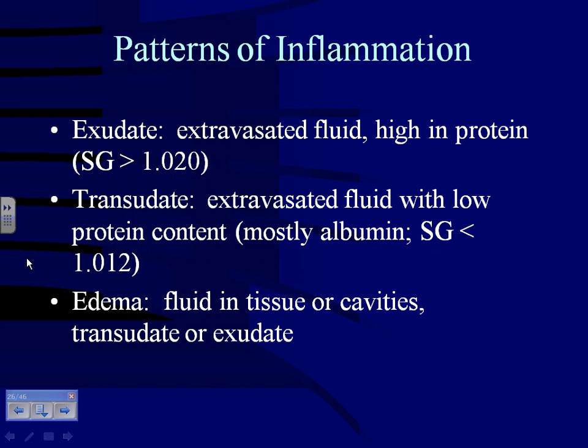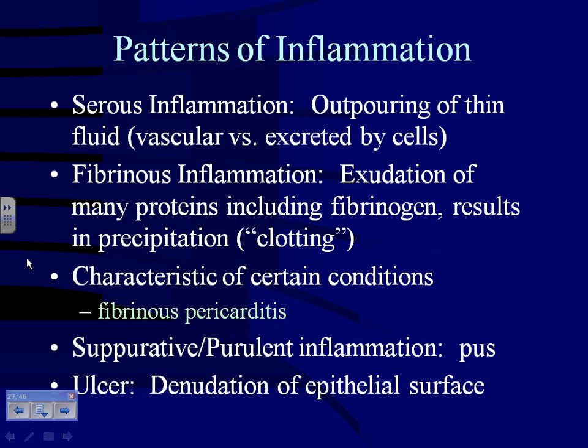Okay. And then edema, so what does it say in your handout? Oh, it says 1.012. All right, well, we'll just leave it as is, but I think it's supposed to be 20. I could be wrong. The edema is fluid that occurs in tissue or cavities. And again, fluid occurring in tissue or cavities, such as the pleural cavity, can either be a transudate or an exudate. And again, we'll learn more about this as we go on in the year.